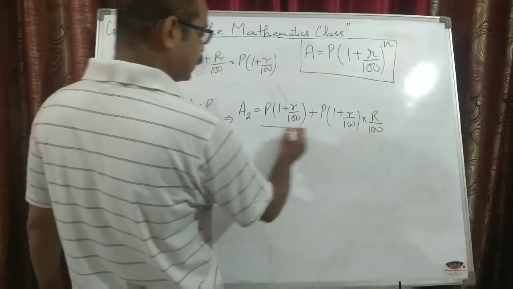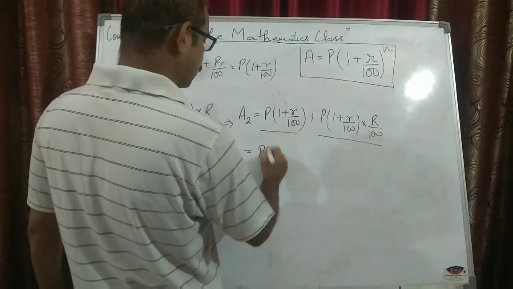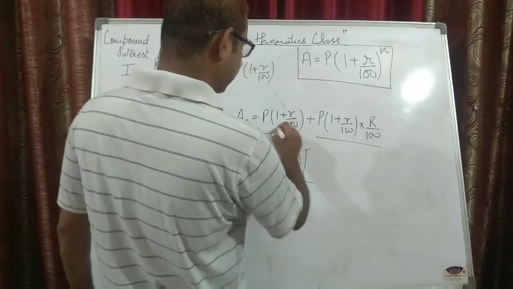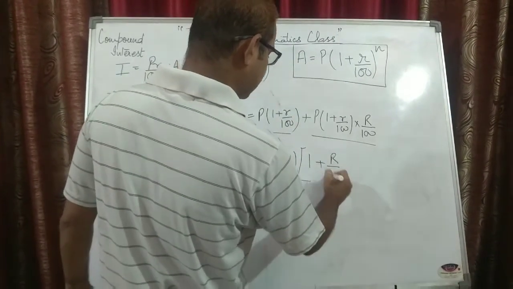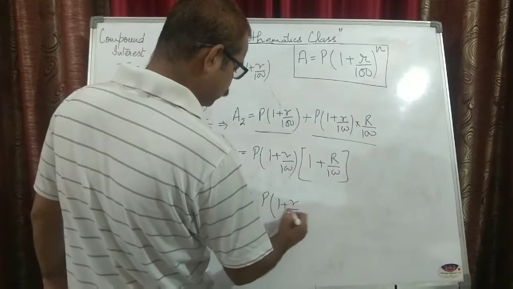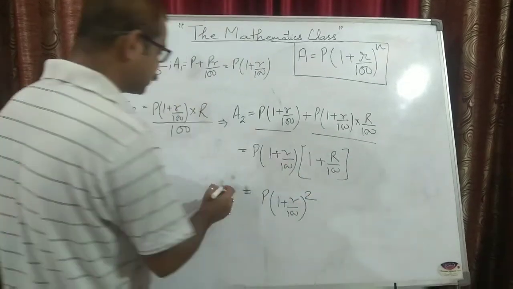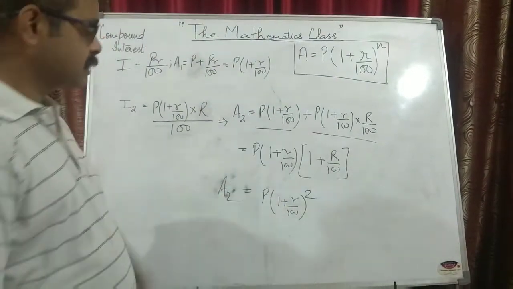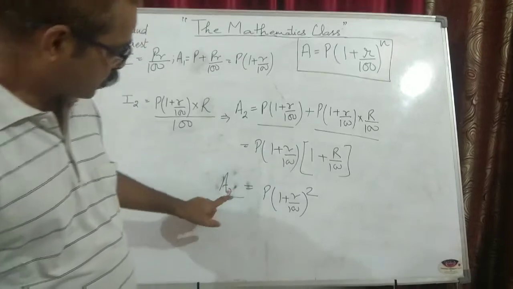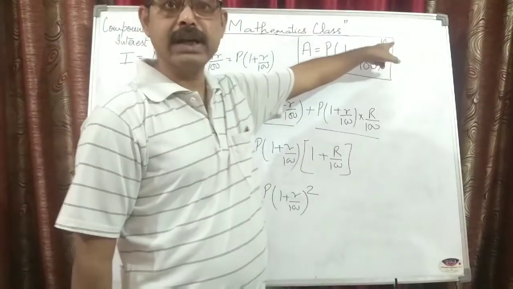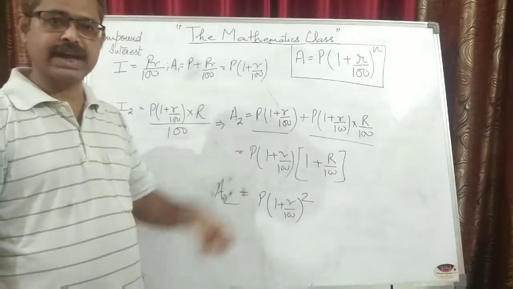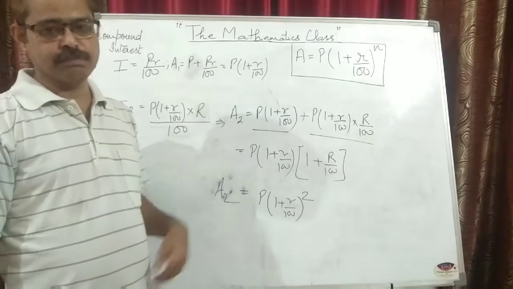Now this is the principal, this is the interest. Now from this you can take common P(1 plus R upon 100). So what is left? Here 1 is left, 1 plus R upon 100 is left. So it means finally you can say P(1 plus R upon 100) to the power 2. This is the amount for the second year. Similarly for third year it will be power 3. For fourth year it will be power 4. So for nth year it will be to the power n. So this is just a hint how this formula was derived. This was simply derived from the simple interest.